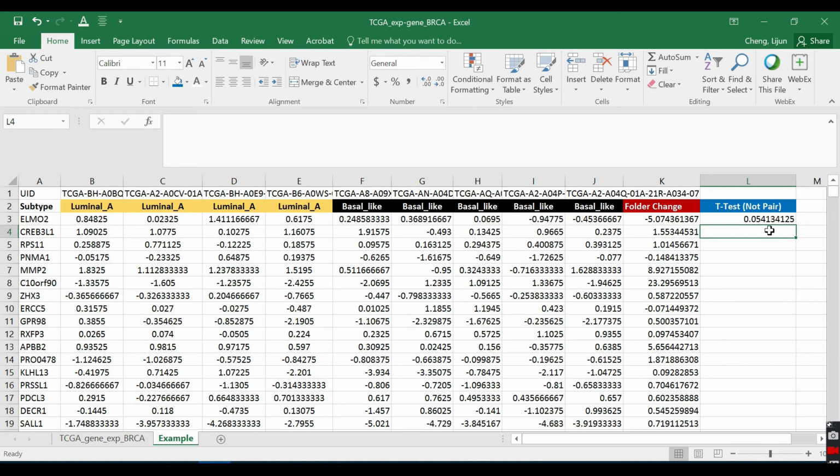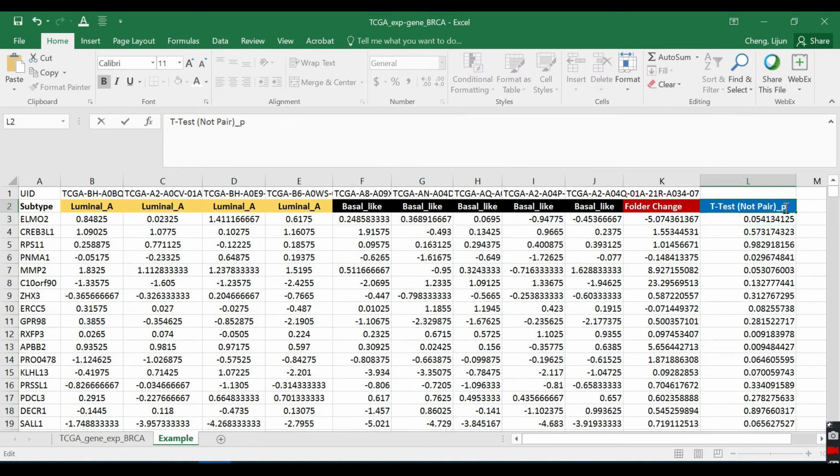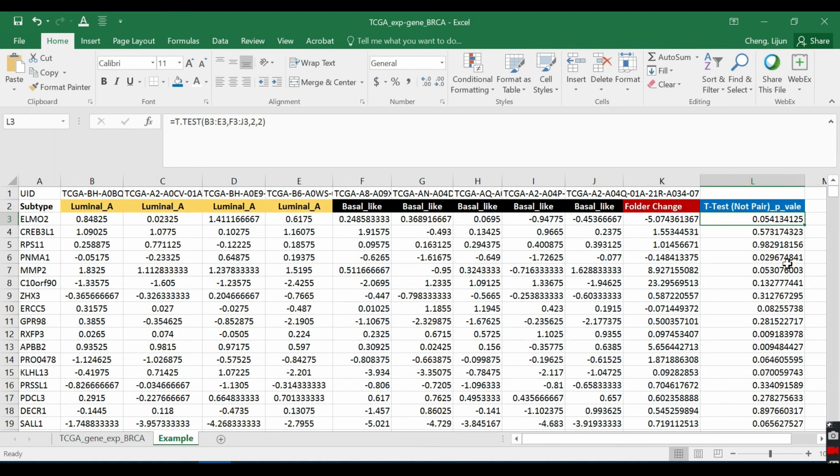Move your mouse. This is what we call the fill handle. When the mouse changes to the solid plus, quickly click, and this will copy the formula from one cell to the other cells. So this is the t-test p-value. This is the p-value. It tells you whether it is significant or different.